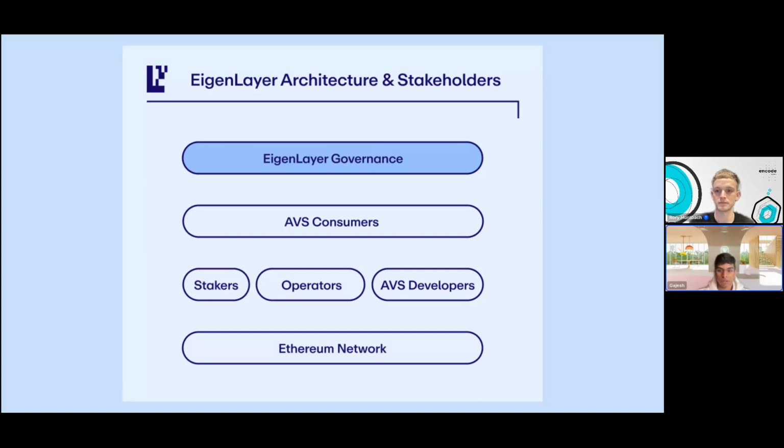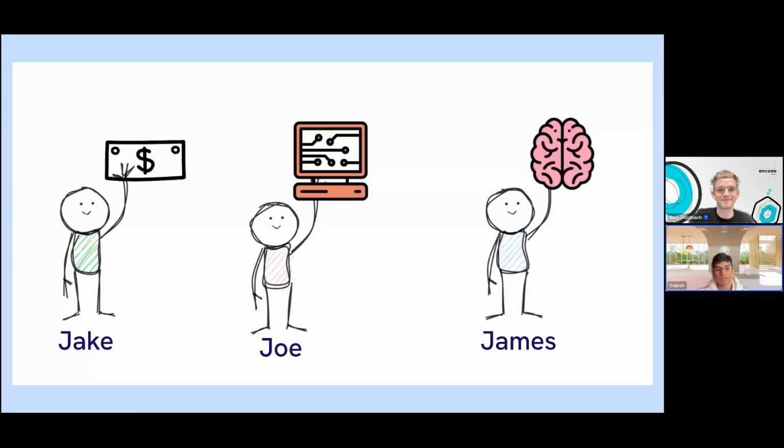Let me start with an example. There are three characters right now: Jake, Joe, and James. Jake has a lot of money. He's staking on Ethereum and making 3.3%. He's kind of happy with it, but he now wants more yield out of that 3.3%, and he doesn't want to risk it on DeFi Ponzinomics.